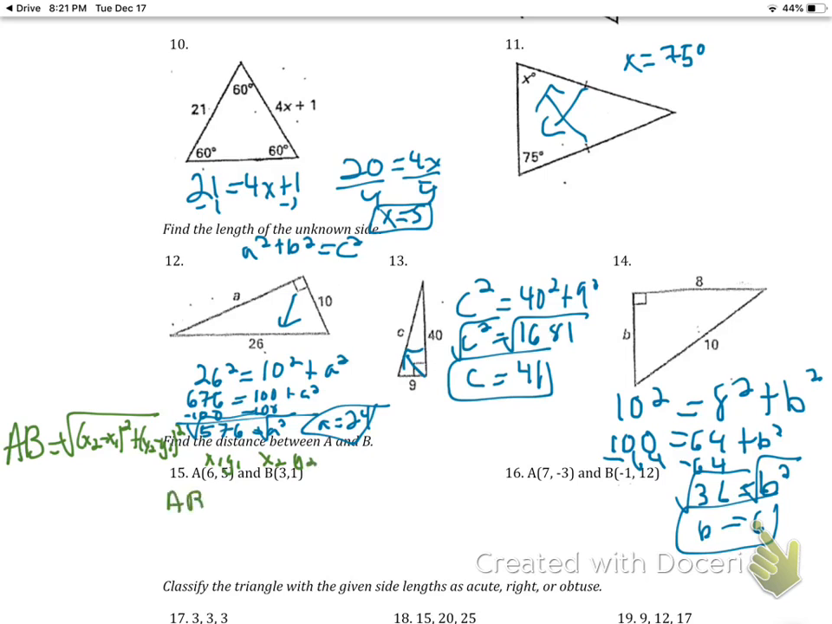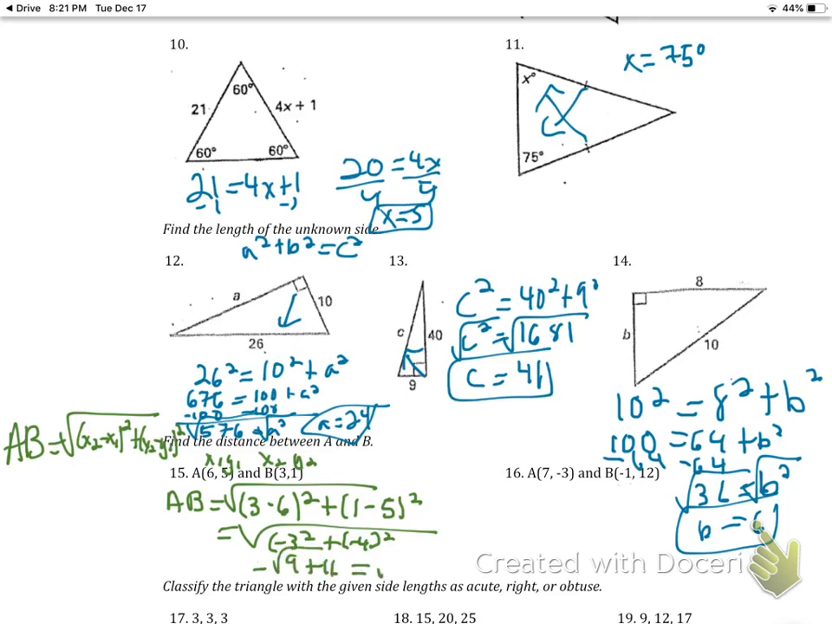So AB equals the square root of x2 is 3 minus x1 is 6 squared plus y2, which is 1, minus y1 squared, which is 5 squared, which gives you negative 3 squared plus negative 4 squared goes to 9 plus 16, which is the square root of 25. Well, 25 is a perfect square, which gives you 5.